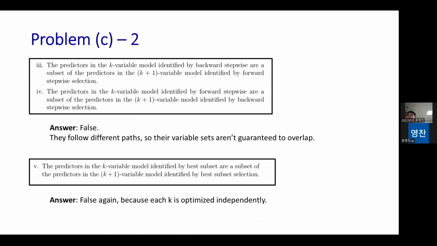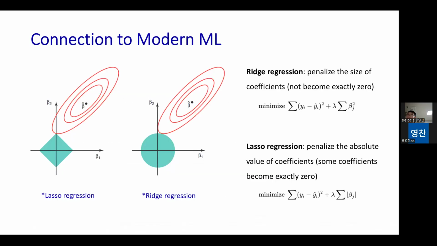Finally, number 5. For best subset selection, the predictors in the K variable model aren't necessarily included in the K plus 1 variable model. It's totally false. Unlike stepwise selection, in best subset selection, each K is optimized independently. So there is no relationship between K variable model and K plus 1 variable model. Let's go to the next slide.